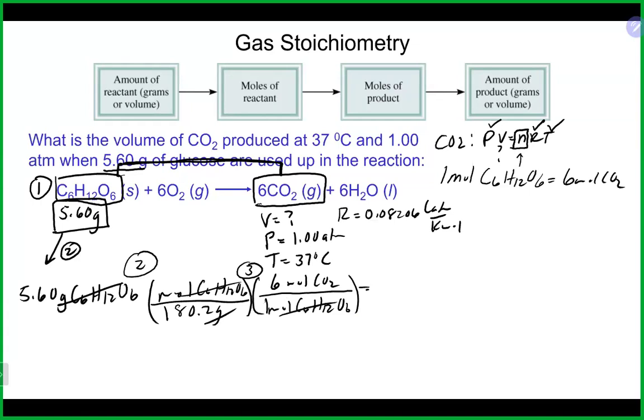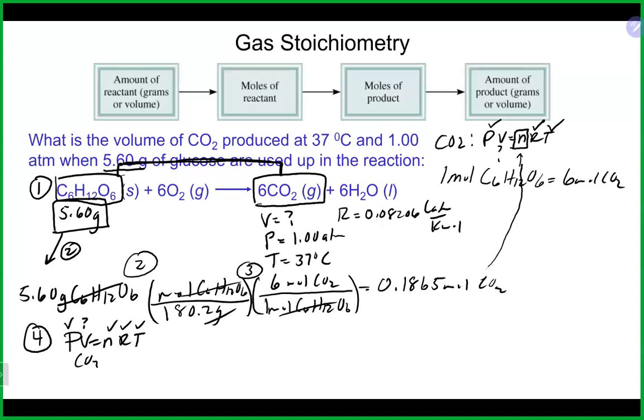And that will get me 5.6 times 6 divided by 180.2. It's going to give me 0.1865 moles of CO2 in this case. That is the last thing, as I mentioned earlier, that's missing from our ideal gas law to allow us to solve this problem. So now we can use our ideal gas law in the last step of our stoichiometry problem here. We're going to use PV equals nRT. We're looking for a volume, and we now have everything we need for CO2.